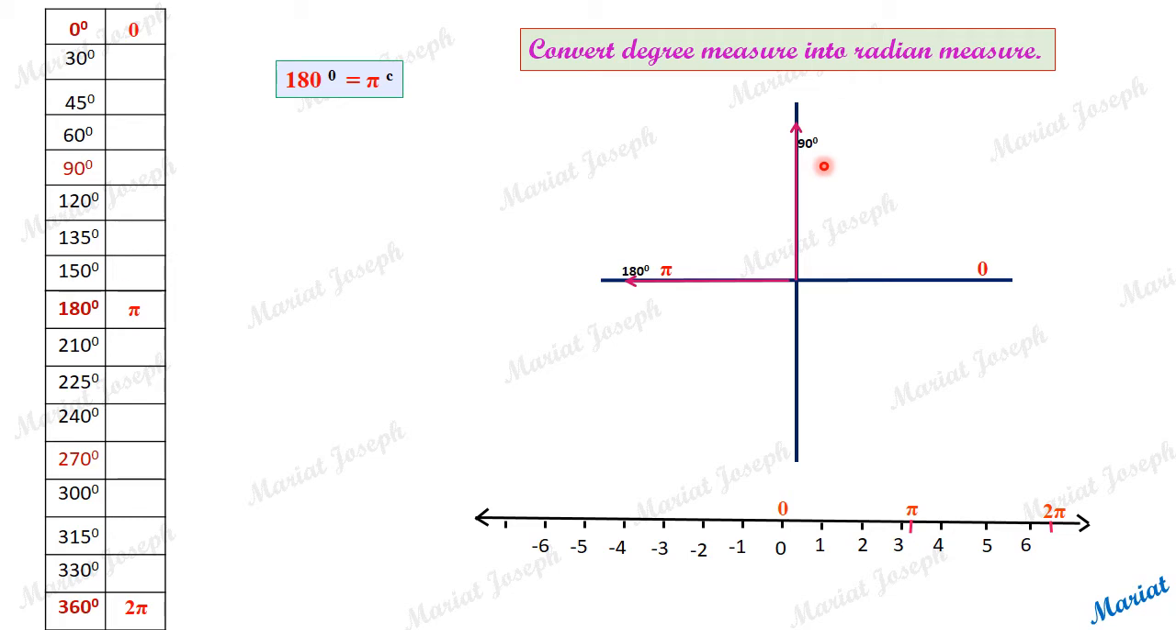As we know, 90 degrees is just half of 180 degrees. 180 degrees in radians is pi radians. So 90 degrees will be its half, pi by 2. Pi by 2 radians and 90 degrees are equivalent. In standard position, it starts from here until here, in the anti-clockwise direction. 90 degrees is the same as pi by 2 radians.